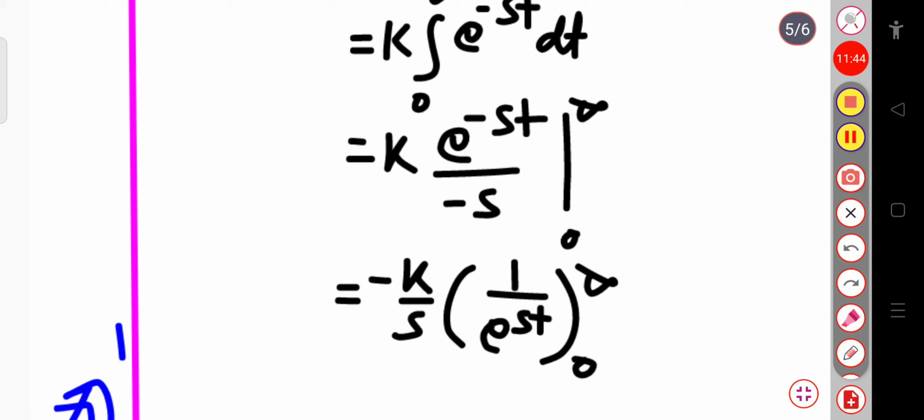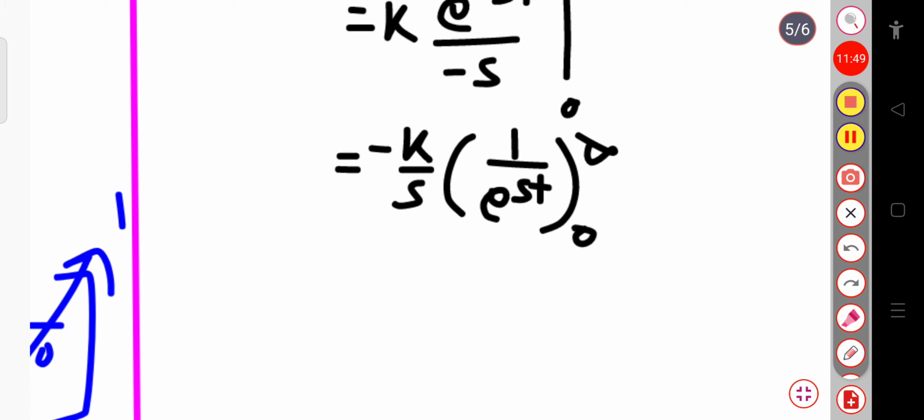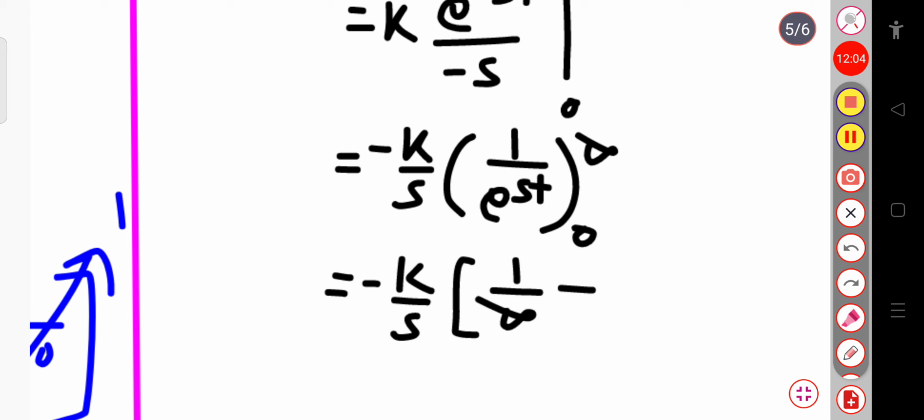Now if I put the upper limit here, this is minus k by s times, for the upper limit, 1 by exponential power infinity, since in place of t we are substituting infinity. That will be 1 by infinity, minus the lower limit. In place of t, I put 0: exponential 0, something to the power 0 is 1, so that is 1 by 1. So this will be 0 minus 1, which equals minus 1. Here the minus signs cancel, and the result is k by s.